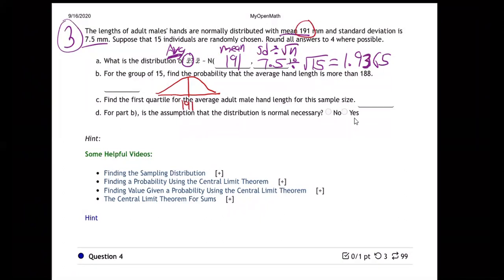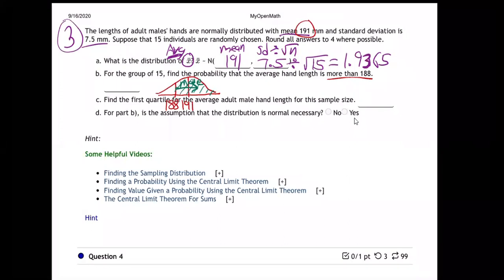And they're saying, find the probability that the average hand length is more than 188. Where's 188? Well, that's a little bit to the left, isn't it? 188. And they want more than that, so they want shading to the right, don't they? Because that's more. You with me? More is to the right. So they want to the right of 188.